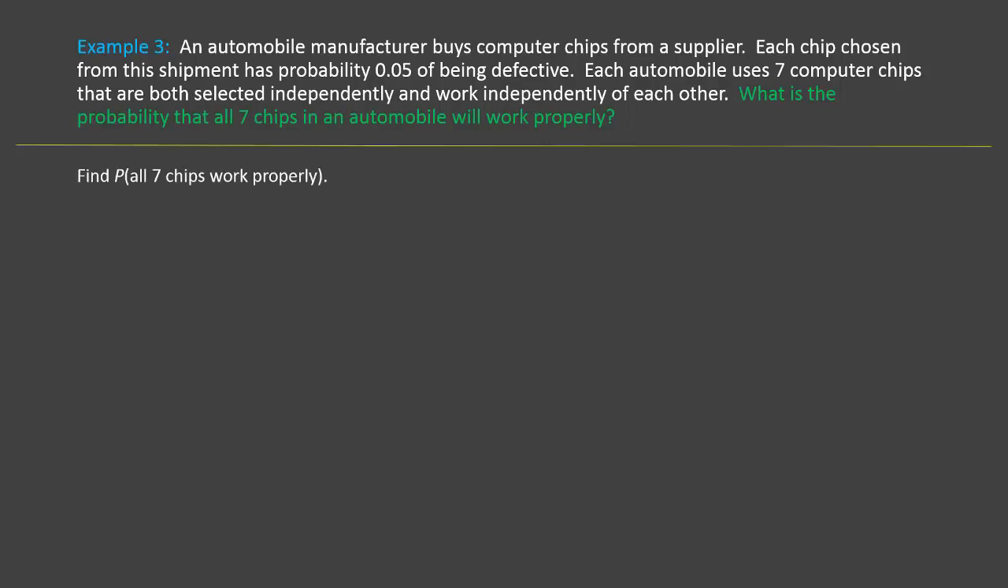So we're asked to find the probability that all 7 chips work properly. Let's define outcome 1 as chip 1 works properly, and similarly outcome 2 is that chip 2 works properly. Then we continue until we get to chip 7 works properly for outcome 7. So note that all 7 chips work properly is the same as chip 1 works and chip 2 works and chip 3 works all the way up to chip 7 works.